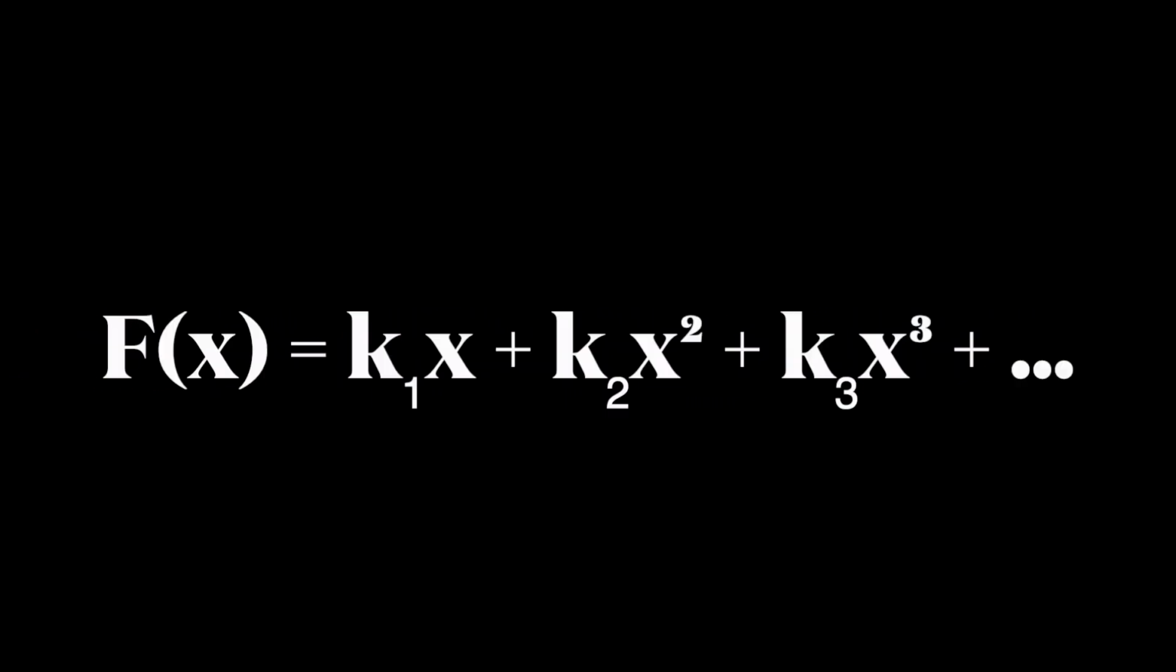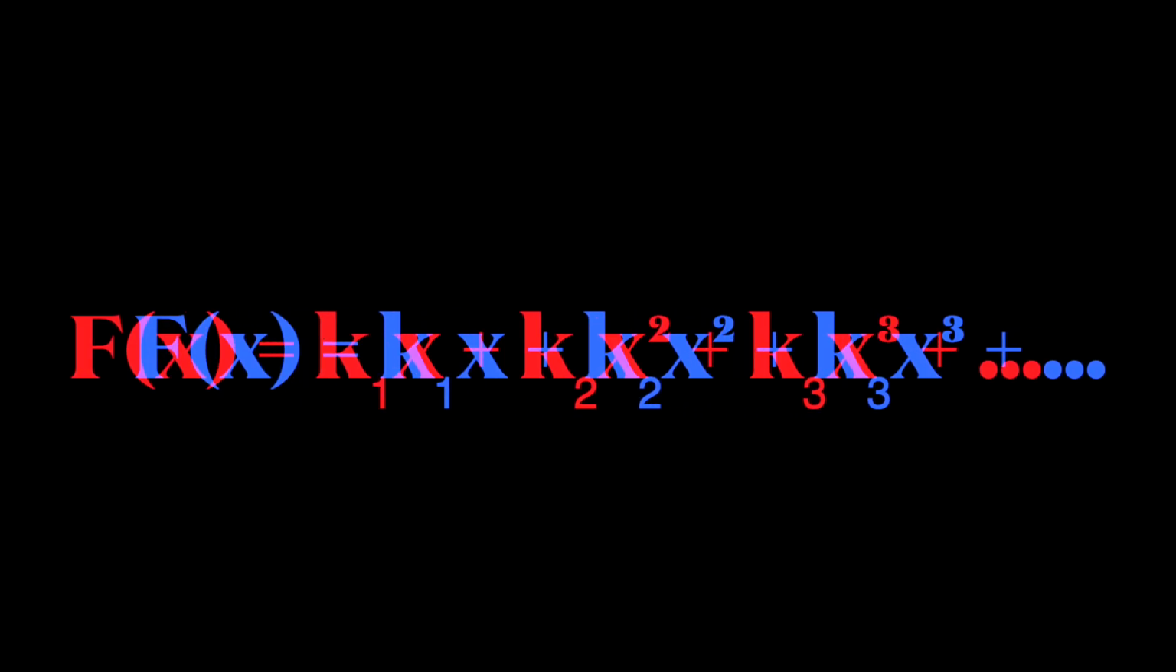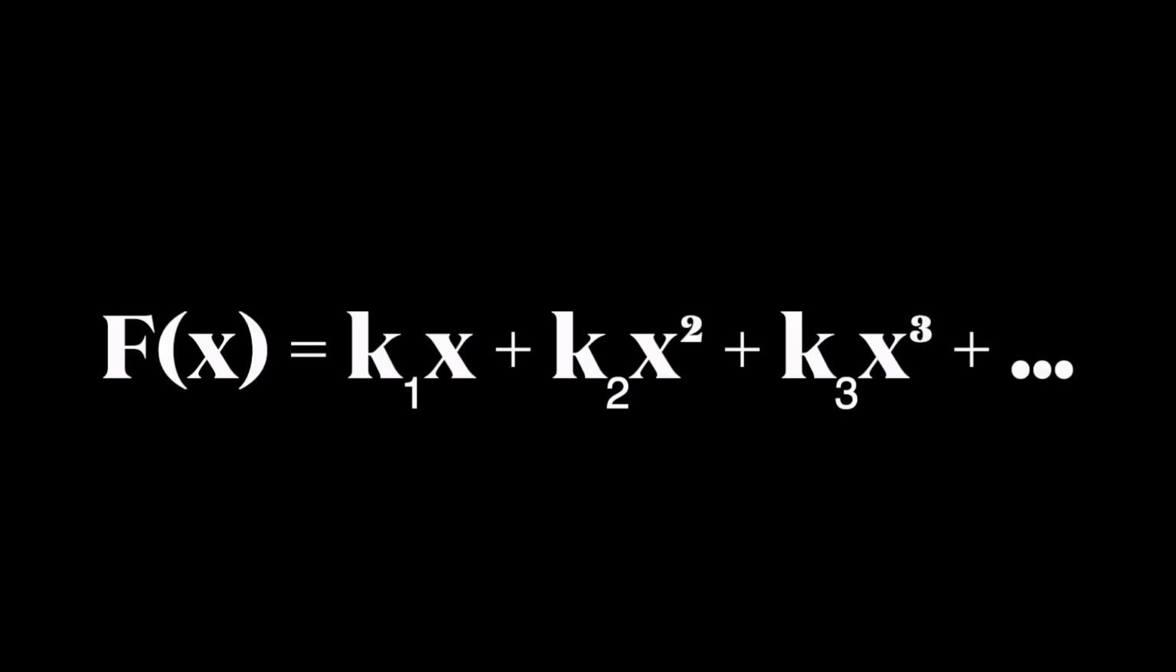For small stretches, higher order terms like x squared and x cubed are negligible, and the spring behaves linearly with a constant k. But for larger displacements, the nonlinear terms, the higher order terms, become important, and the force-stretch relationship curves away from a straight line. Hence, k is truly constant only near equilibrium.